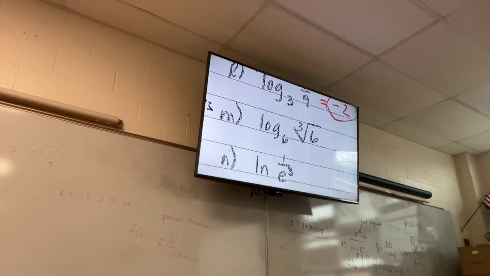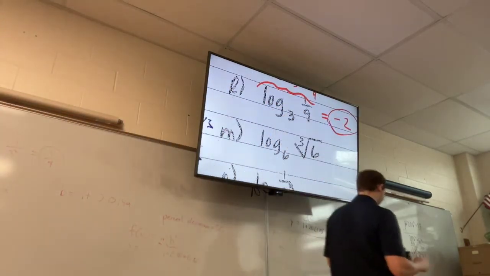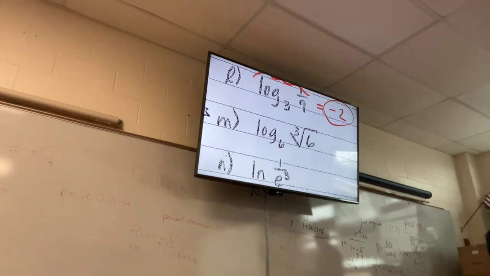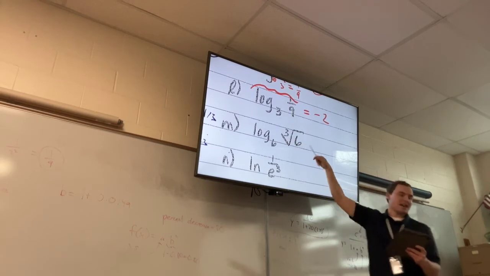Here's one you guys should know how to do. Let's have JJ take another swing at it. So I want you guys to do what? What did I say I want you to do whenever you see like the little check mark symbol? I want you to rewrite it as what?